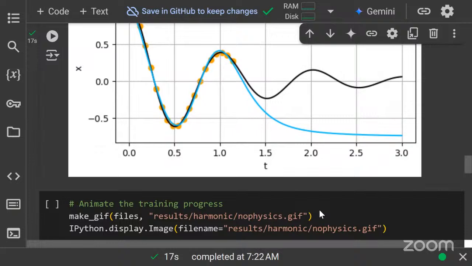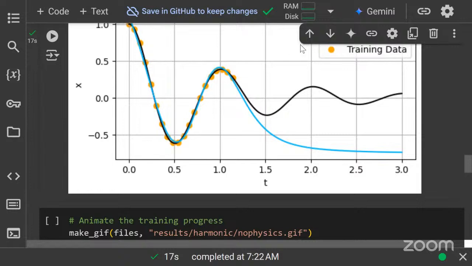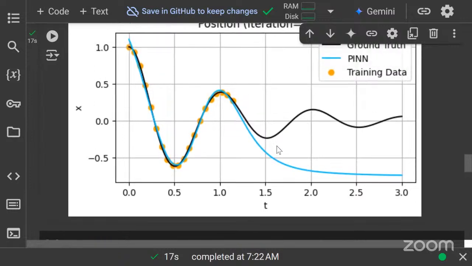Feel free to train longer. If you train longer, you will see that the blue curve is going to fit almost exactly through the training data, which is great. But then, beyond that time point, the neural network will just decide to do nothing. And then you're going to see something like this. So as a physical model, this is horrible, right? This is a very inaccurate model.